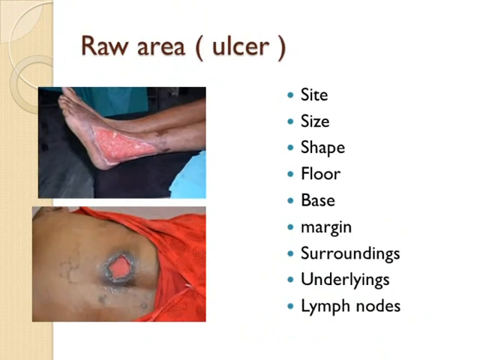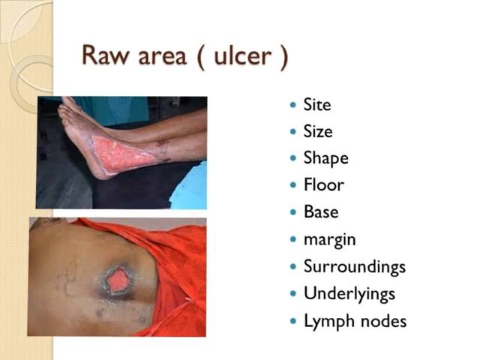What's an ulcer? The raw area. We should always talk about the site, the size, the shape, the floor, the base, the margins of the ulcer, the surrounding tissue, the underlying structures, and the draining lymph nodes.